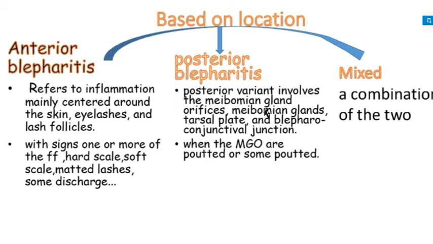When you come to the signs, it's more of matting of lashes, discharge, and hard scales, and these are all related to anterior blepharitis. But in posterior, it is not as much as anterior, and the mixed one is a combination of both the types. So these are the differences based on the locations. So we have the three types: the anterior, posterior, and mixed.